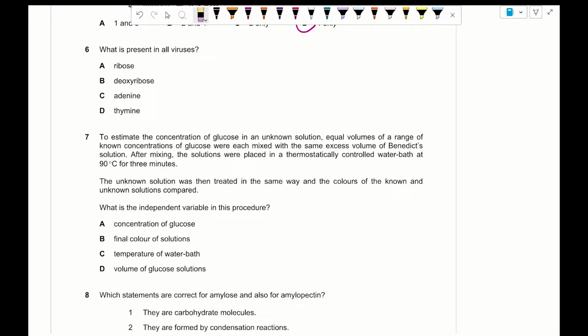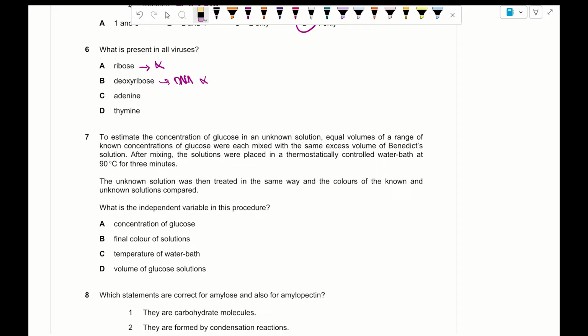A. Ribose. Ribose is present in RNA viruses, also known as retroviruses. However, viruses could be DNA or RNA. Therefore, this is not always the case. B. Deoxyribose. Deoxyribose is found in DNA viruses, and we just said that there are DNA and RNA viruses. Therefore, this is not always correct.